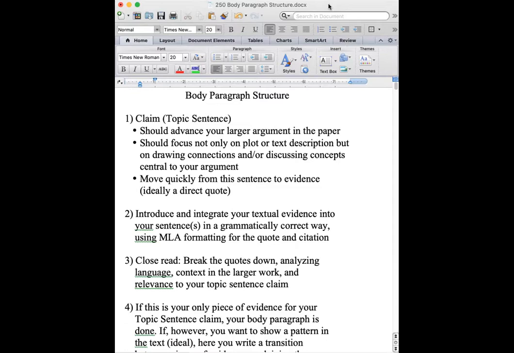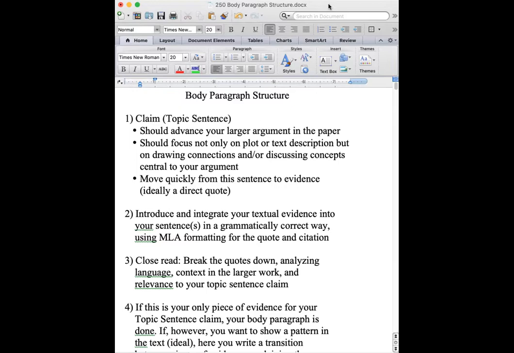In terms of the content of your topic sentences, they should not focus on simply plot or textual description, but you should also be drawing connections or discussing concepts central to your argument. So it should be, again, fairly clear how a plot point or a plot pattern that you mention in your introduction connects to the larger argument that you're making.